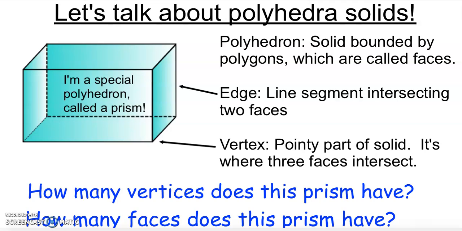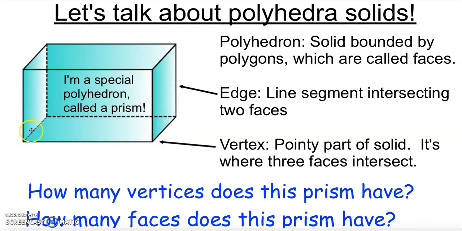A polyhedron, by mathematical definition, is a solid bounded by polygons. So every single face on the polyhedron is a polygon, and we call those faces. And then you have edges of a polyhedron. This is an edge right here. And then we have pointy parts of the polyhedron, and those are called the vertices.